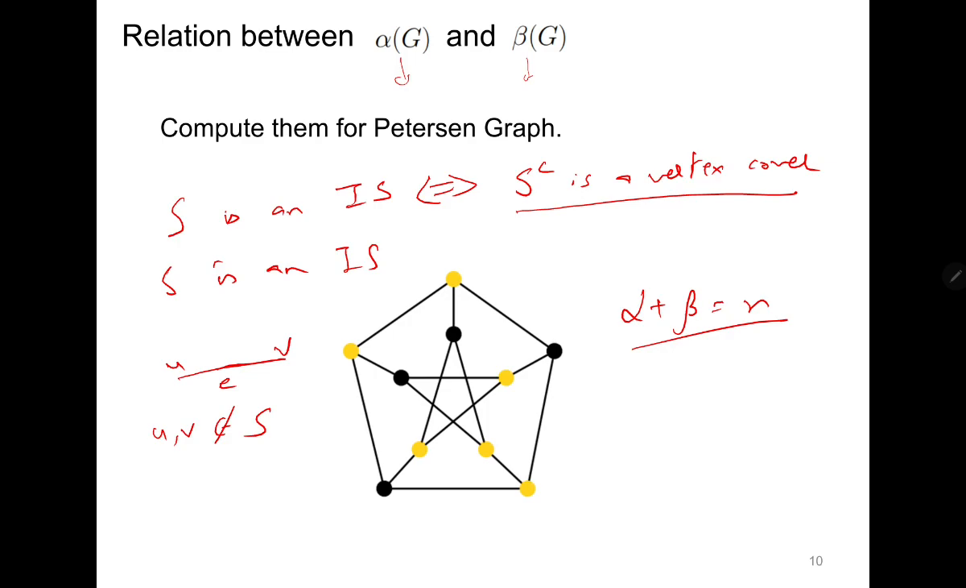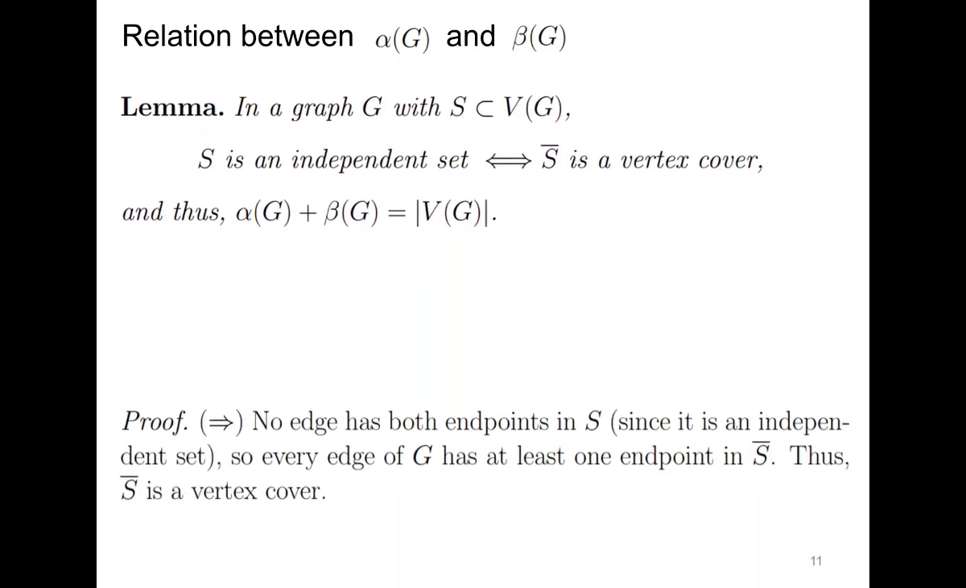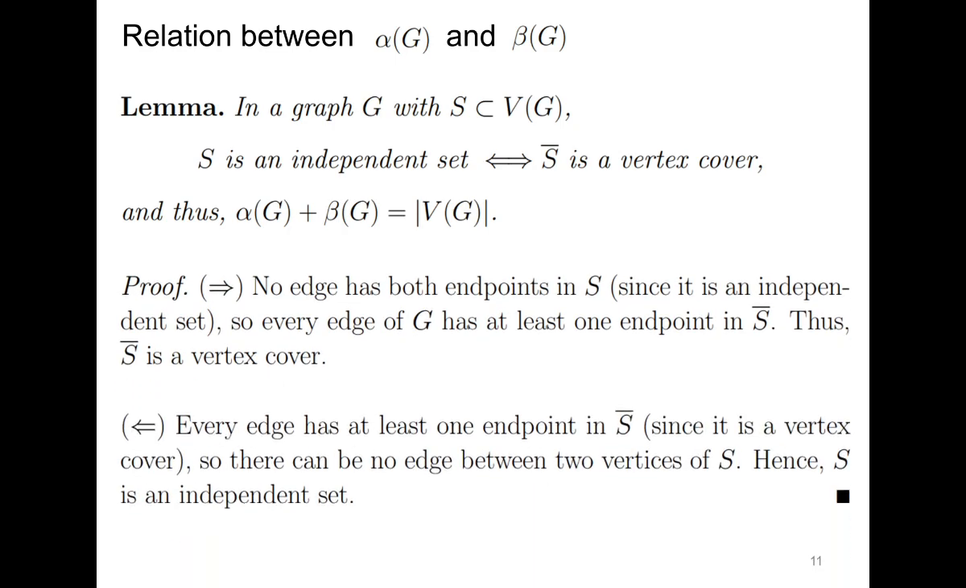Other way around, if S complement is a vertex cover, it means that it has at least one endpoint of each of the edges. It means both the endpoints cannot belong to set S, which means that S is an independent set. So a very interesting result. You can read the proof again by yourself for a better understanding.